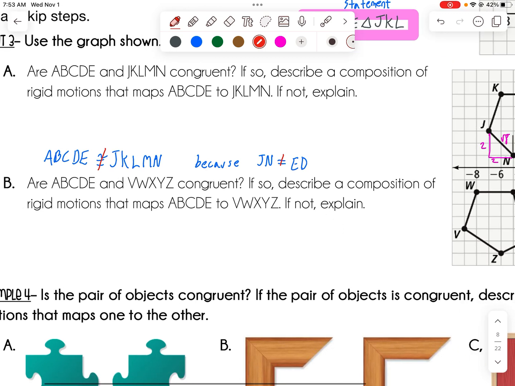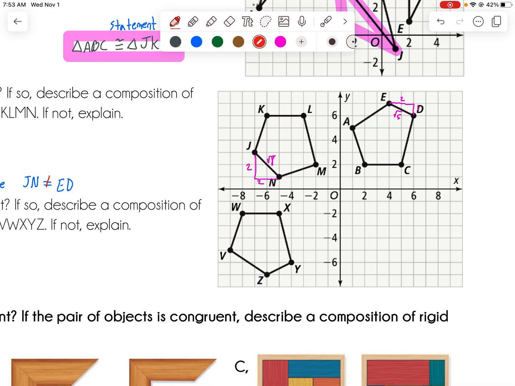All right, what about ABCDE and VWXYZ? Let's see. I used ED before. That's a 2 and 1, 2 and 1. So those lengths are the same. What about this one? This goes over 3 and up 2, 2 over 3. So that one works. 4 and 1, 4 and 1. That goes over 3, that goes over 3, and 3 and 1, 3 and 1. So this is congruent. All right. So since I wanted them to be congruent, I was able to see that these definitely have all the same lengths, but what transformations will work?